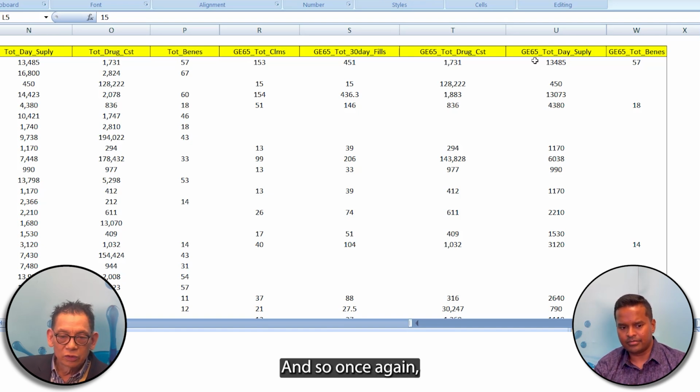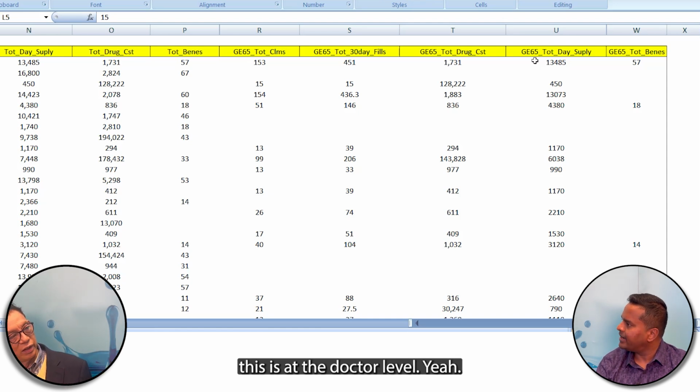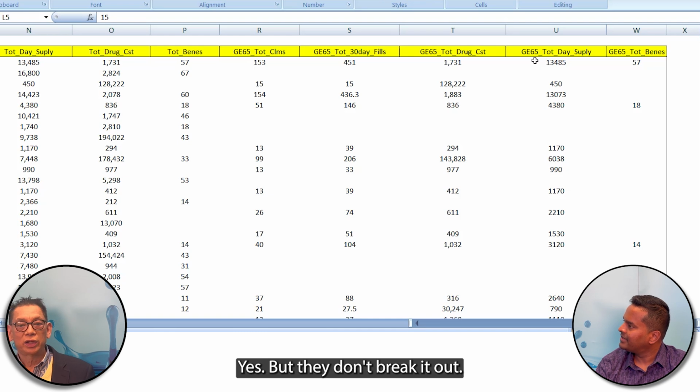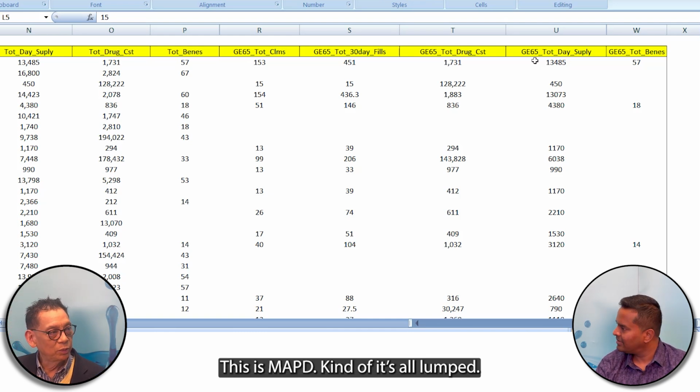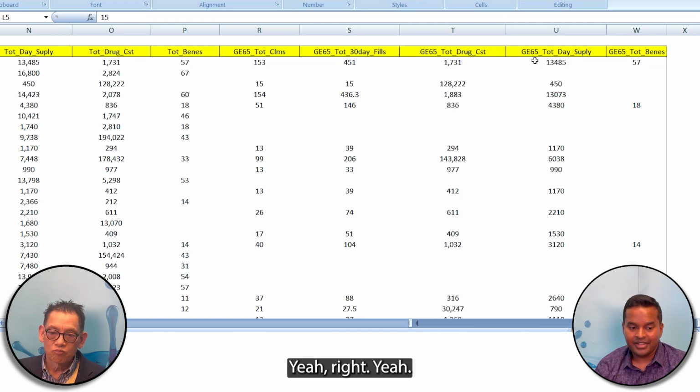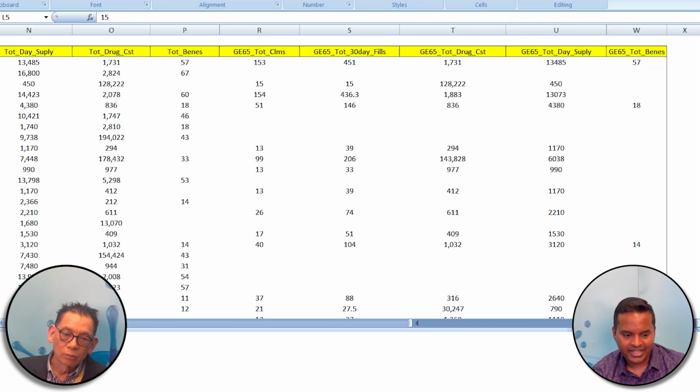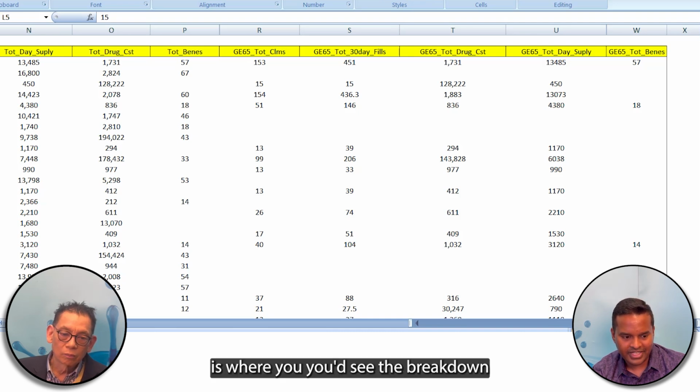And so once again, this is at the doctor level, and this is PDP, MAPD. But they don't break it out. They don't tell you this is PDP, this is MAPD. It's all lumped. Medicaid is a good option where you'd see the breakdown.